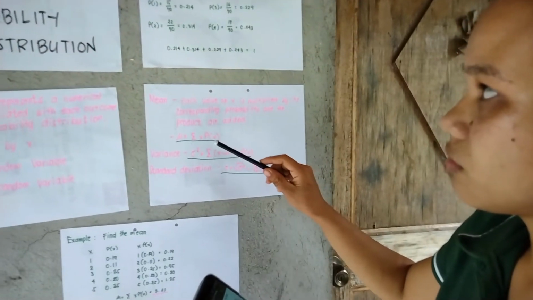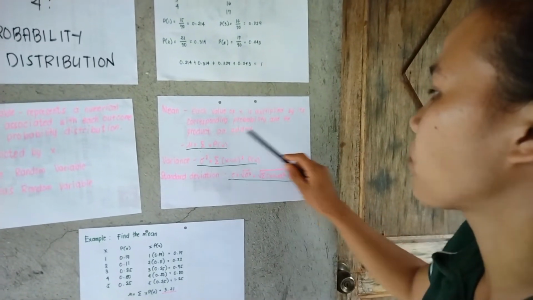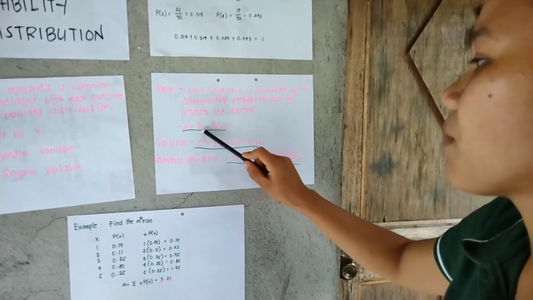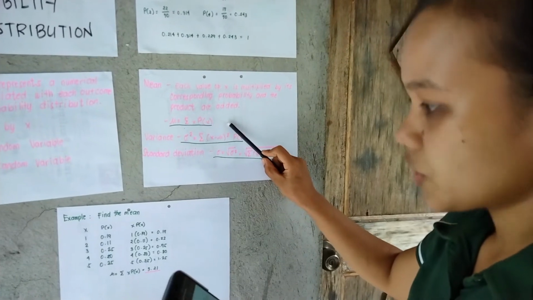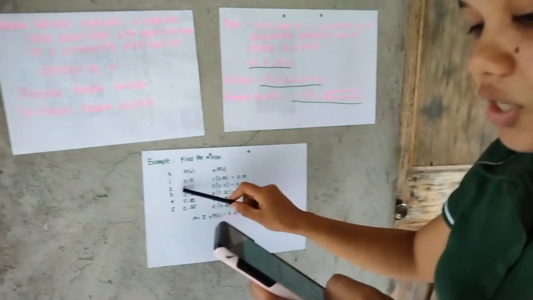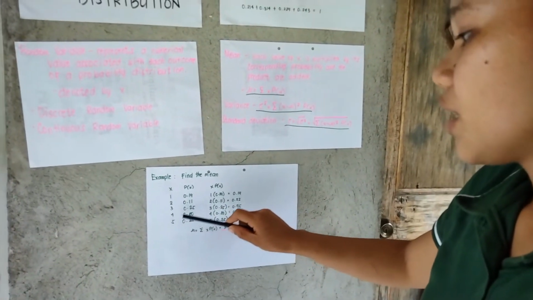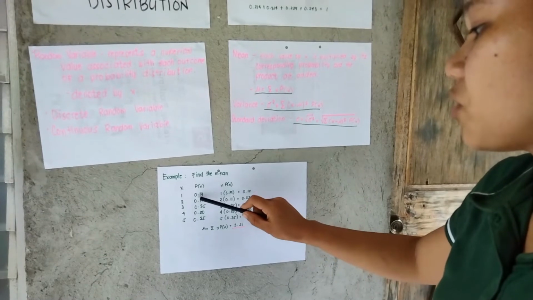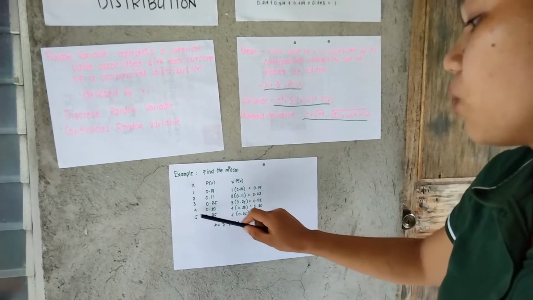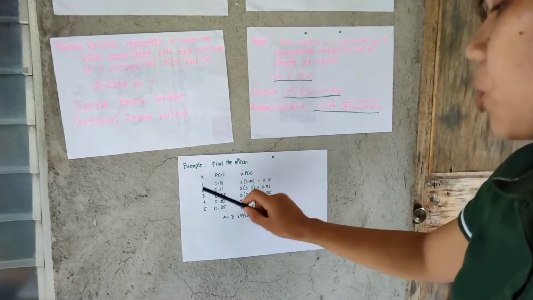The mean is found when each value of x is multiplied by its corresponding probability and the products are added, which can be written as mean equals the summation of x times P of x. So in finding the mean, given this probability distribution, x is 1, 2, 3, 4, and 5, where P of x is 0.19 for 1, 0.11 for 2, 0.25 for 3, 0.20 for 4, and 0.25 for 5. To find it, multiply x and P of x.